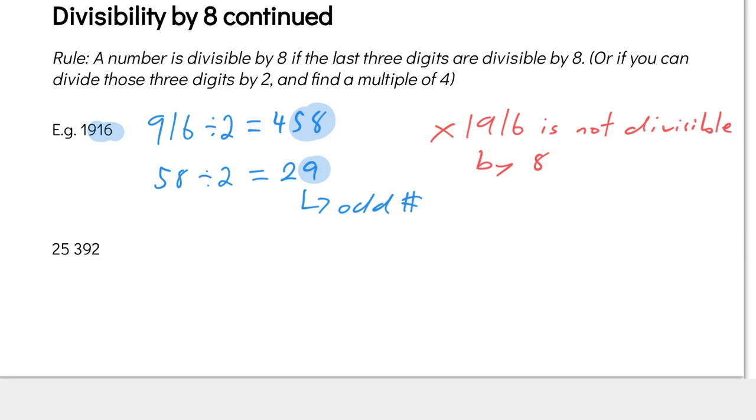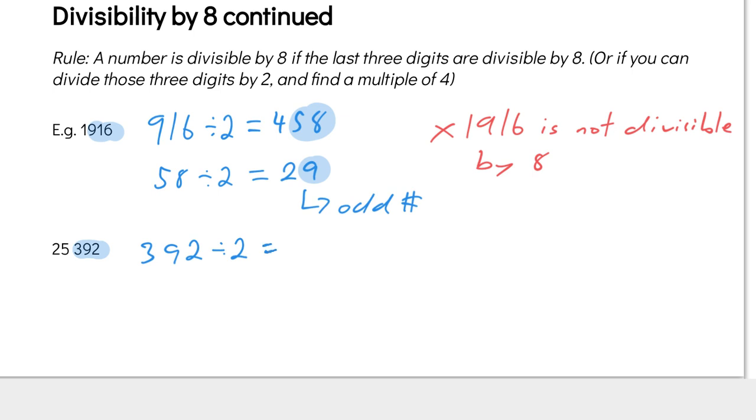Let's have a look at another example here. 25,392. Again, we know that all of the thousands in the world are going to be divisible by 8 already. So we just need to check those last 3 digits. So let's look at 392. And let's divide it by 2 to see if we can find a multiple of 4.